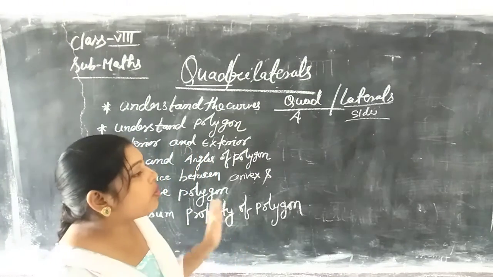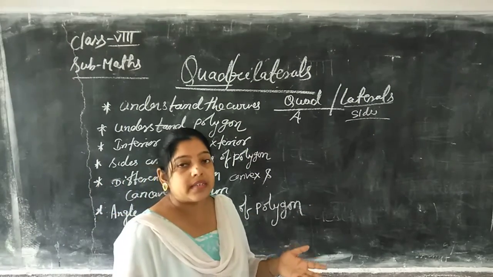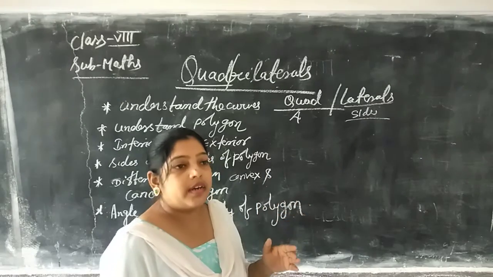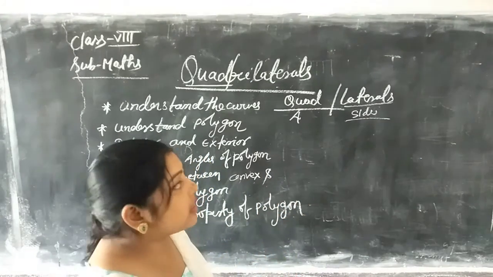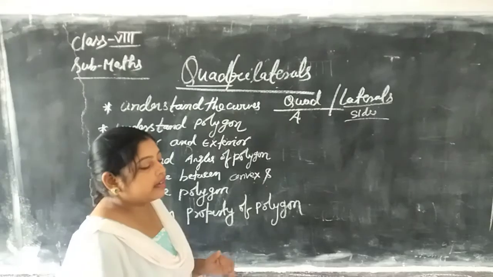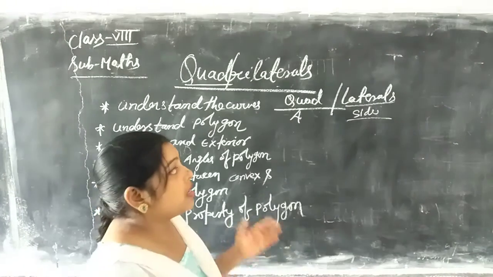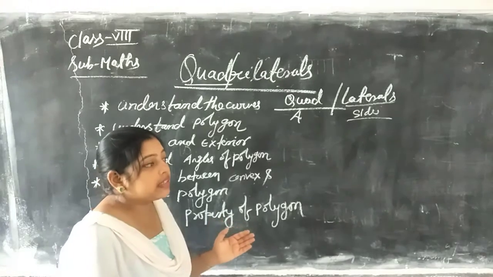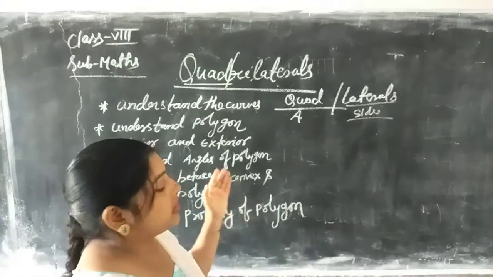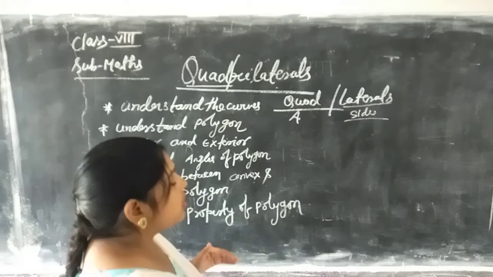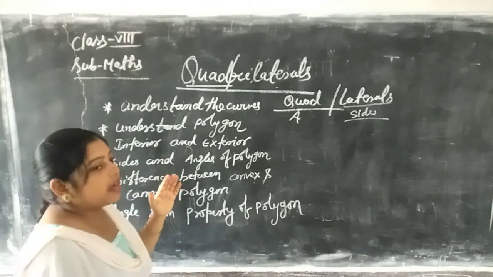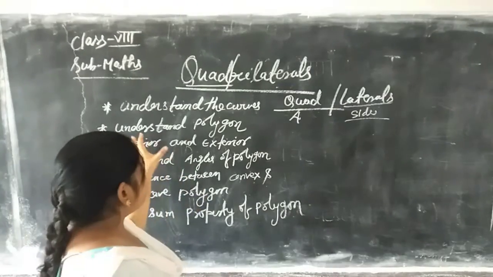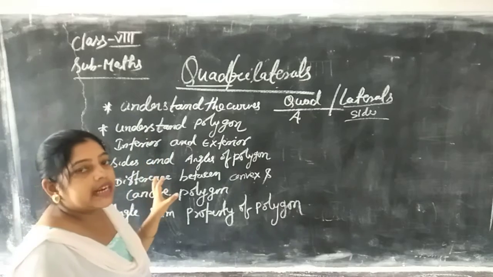It has 4 sides, 4 vertices. So that is called a quadrilateral. This is the definition of the quadrilateral: a polygon made up of 4 line segments. It has 4 vertices and 4 sides. That is called a quadrilateral.